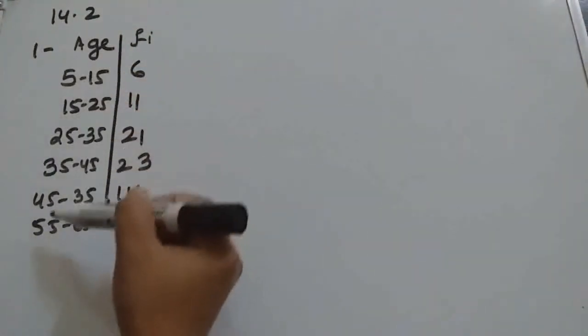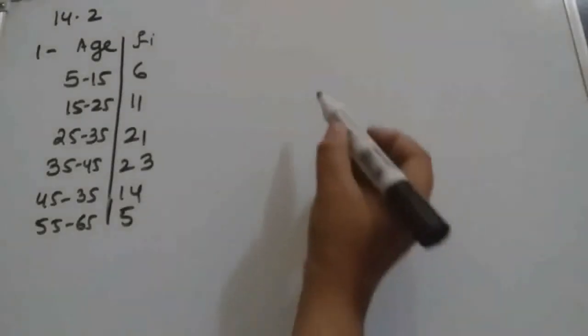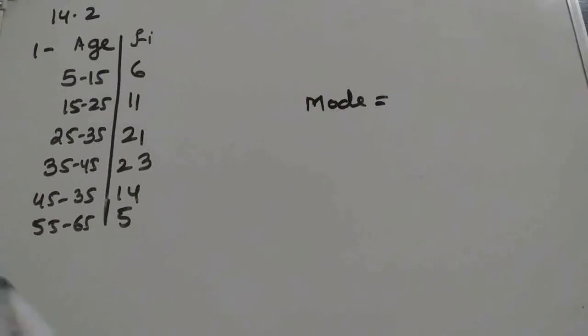This is question 1 from exercise 14.2. The following table shows the ages of the patients admitted in a hospital during a year. In class form, age is given in years, and here this is the number of patients, so we can treat this as Fi. Now we know the mode formula. The question is, find the mode and mean also. Then compare mode and mean and interpret the two measures of central tendency.